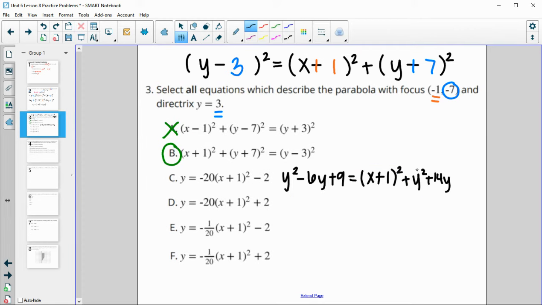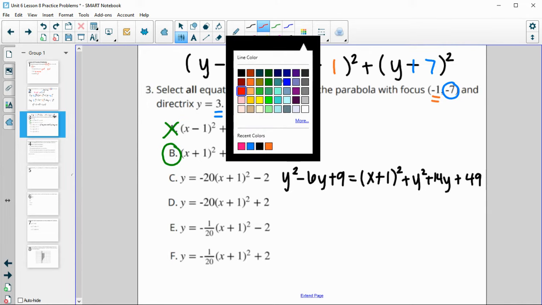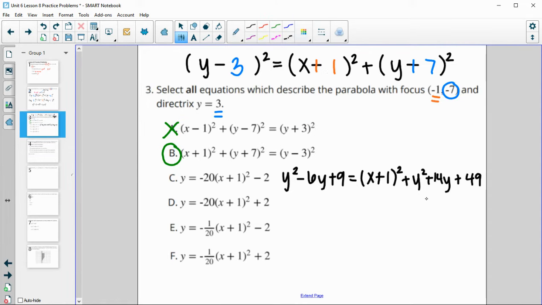So that's going to be y squared plus 14y plus 49. So now they're going to bring all of the y terms to the left-hand side. So let's subtract this y squared from both sides. We're also going to subtract this 14y from both sides. And I just lined it up under its like terms.